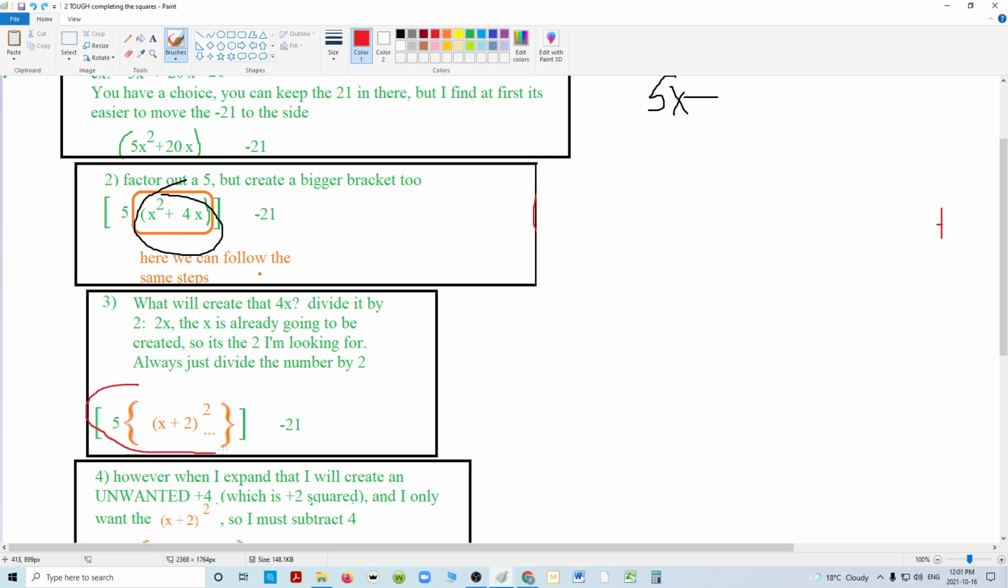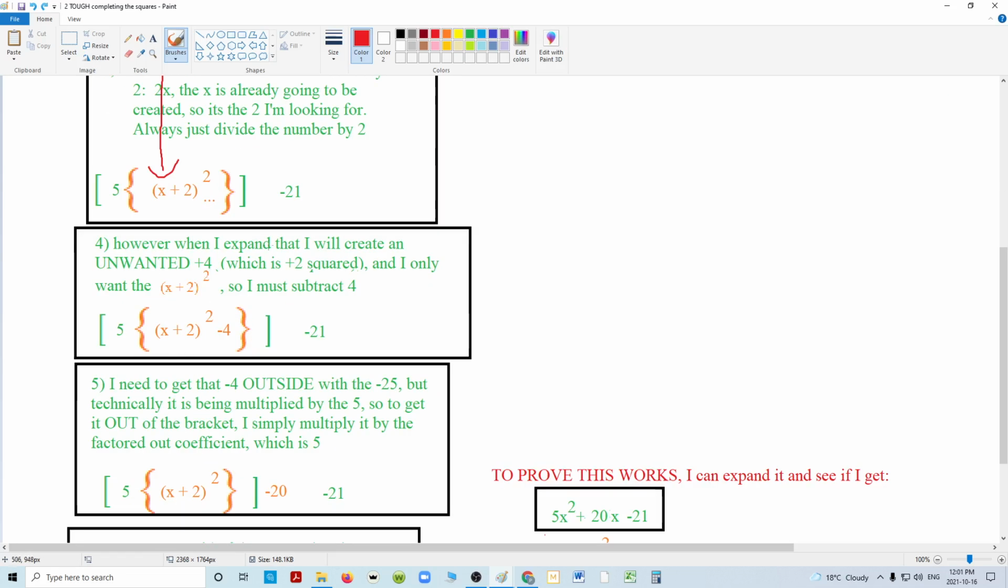So I get this. I can create this in the middle like this, but obviously I'm going to create that unwanted number that I just discussed. However, when I expand that, I will create an unwanted plus 4, which is plus 2 squared, and I only want this portion of it. So I must subtract 4. So this is what you want to aim for, and this part of it gets rid of that unwanted 4.